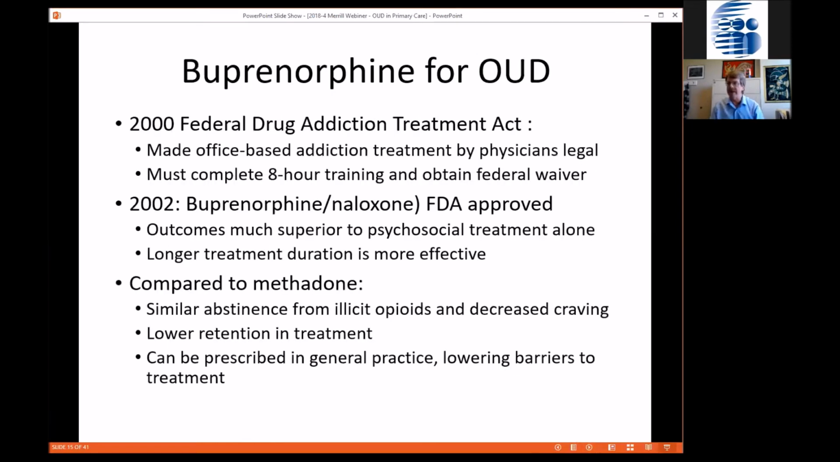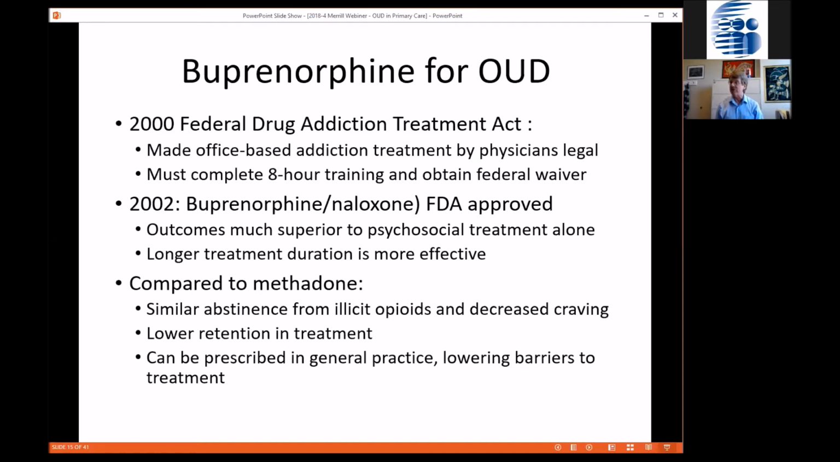So buprenorphine for opioid use disorder, we'll go through some of this quickly as well. The 2000 Federal Drug Addiction Treatment Act allowed physicians to prescribe buprenorphine or any drug that's been approved for opioid use disorder that isn't a Schedule 2 or 1, so it has to be a Schedule 3 medication. And the physician, or now nurse practitioners and PAs, can also prescribe buprenorphine. They have to do a longer training. Physicians need to do an 8-hour training, get a federal waiver.